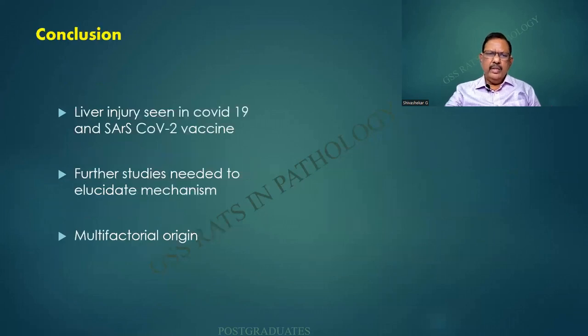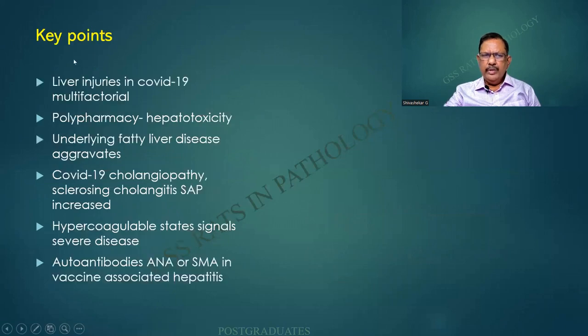The conclusion is the liver injury is seen in COVID-19. Further studies are needed. We have seen only a few cases of autopsies, and these are the findings. And further studies will be needed. Probably with the newer outbreak, there will be more of things to come. And also it is multifactorial in origin. And these are the key points that people should be having in mind.